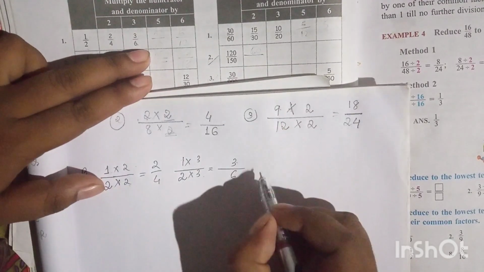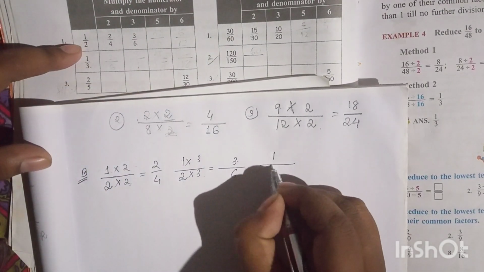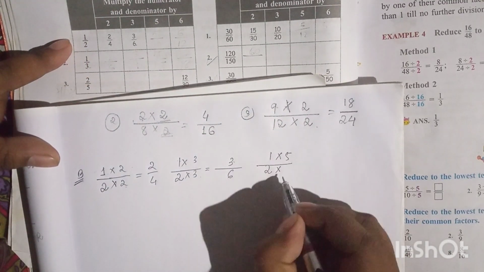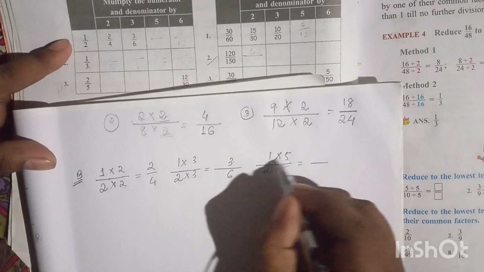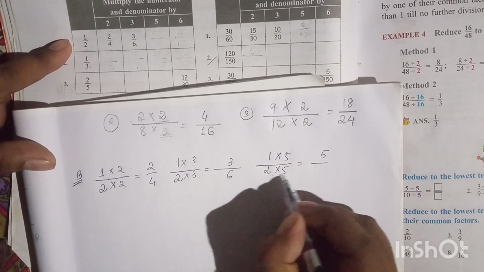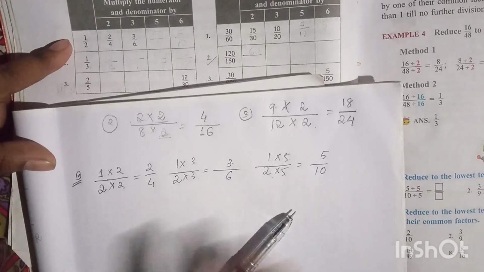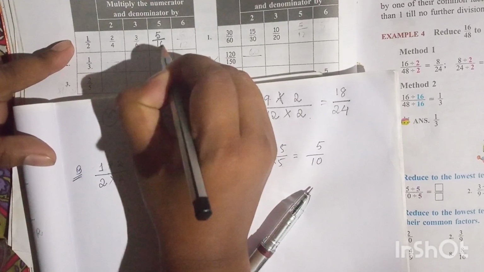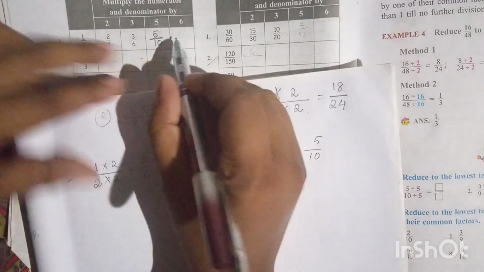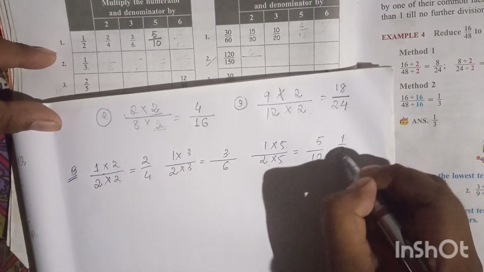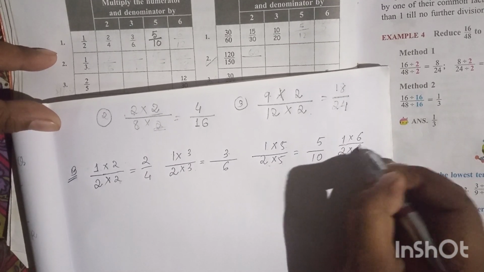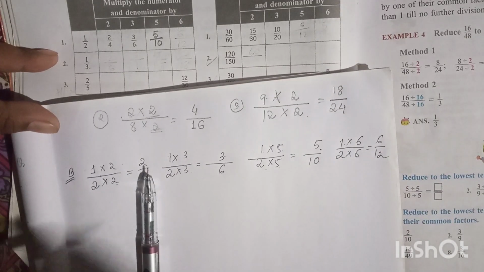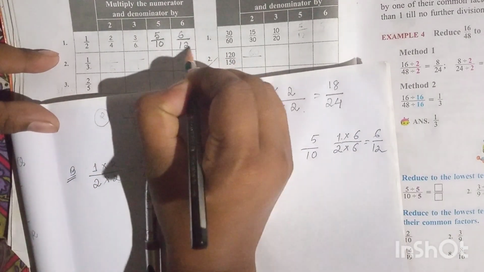3 by 6. So in the next box we have to multiply this 1 by 2 by 5. So we know that 5 1s are 5, 2 5s are 10. So here the answer is 5 by 10. In the fourth box we have to multiply 1 by 2 by 6. So here 6 1s are 6, 2 6s are 12. So the answer will be 6 by 12.